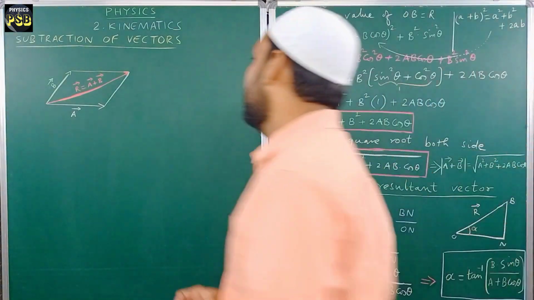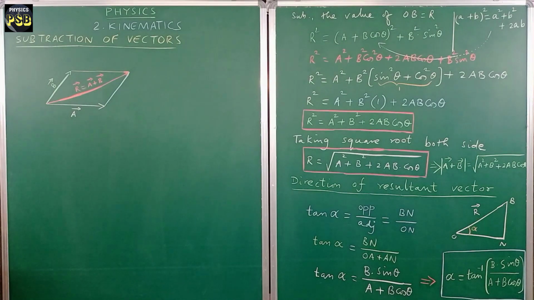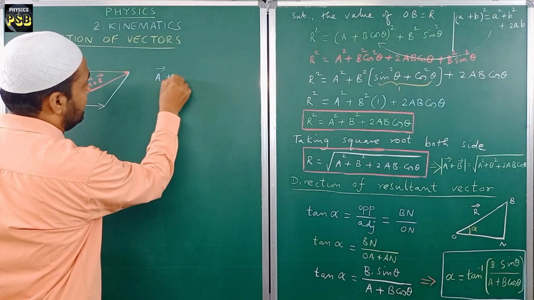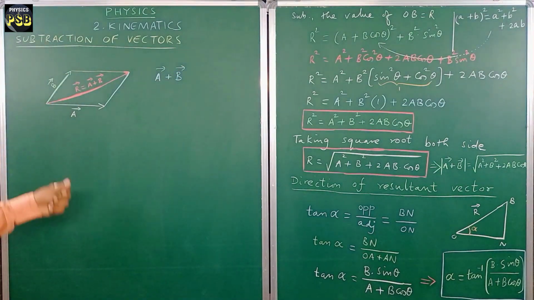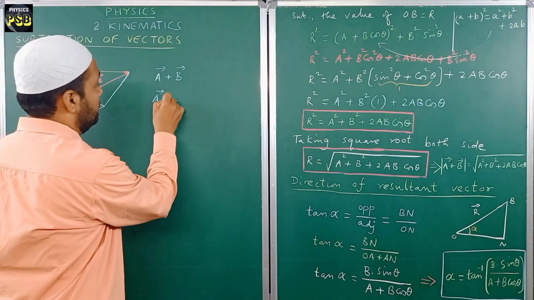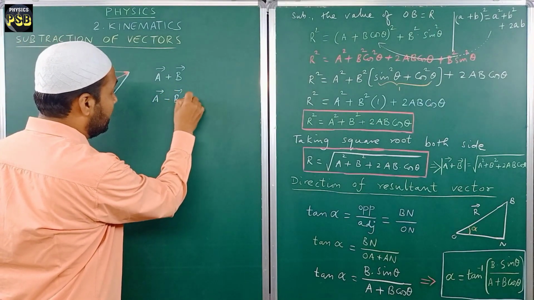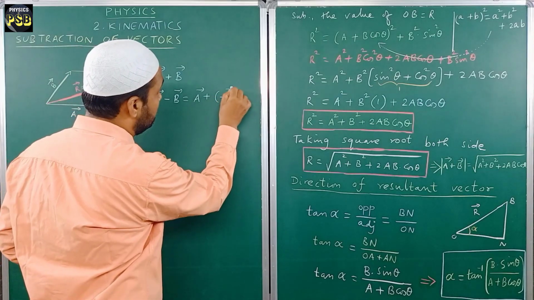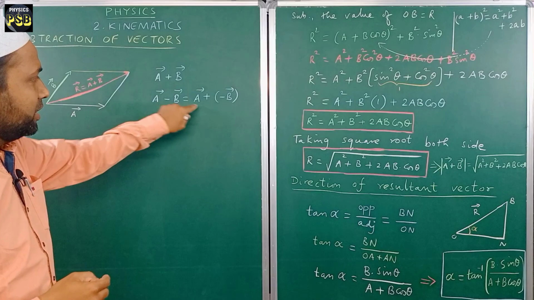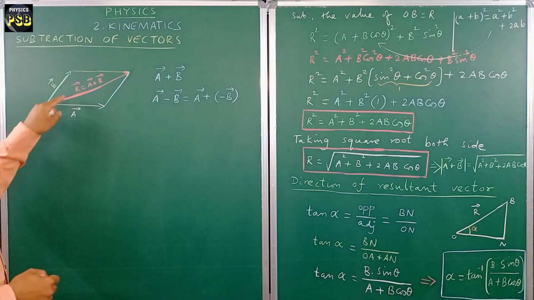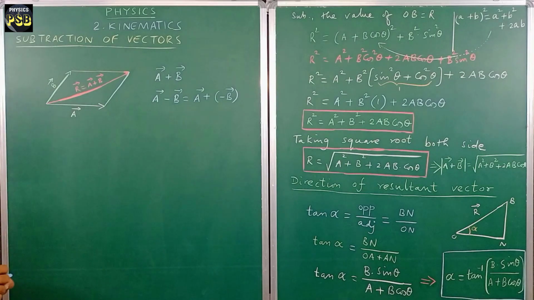Now let's subtract vector A and vector B. When we say the addition of vector A and vector B, we just take the sum of these two vectors. To subtract these two vectors, I can follow this method. Vector A minus vector B can be written as vector A plus minus of vector B. Vector A minus vector B is written as the sum of vector A and minus B vector. This resultant gives me the subtraction of these two vectors.